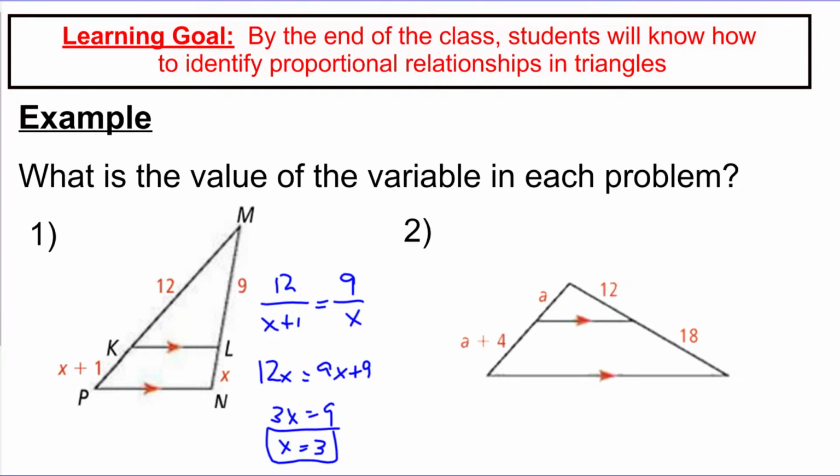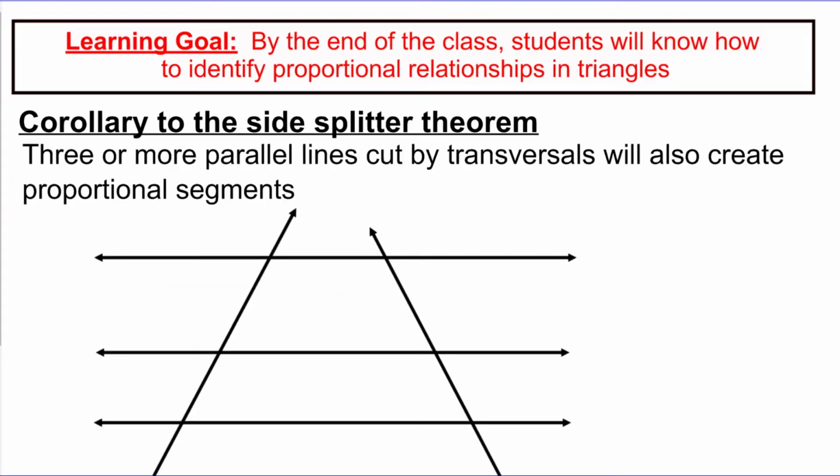We can actually take this idea of the side splitter theorem and parallel lines creating proportional parts, and we can extend it a little bit more. So here's what's called a corollary to that side splitter theorem. What a corollary is, if you remember, is we're saying, because the theorem is true, there are some other things that are true as well, and they're kind of just an obvious statement.